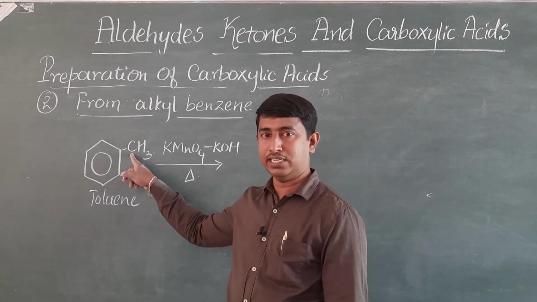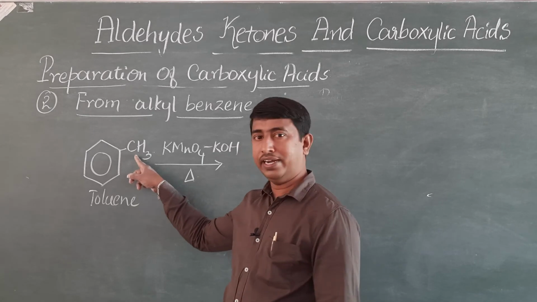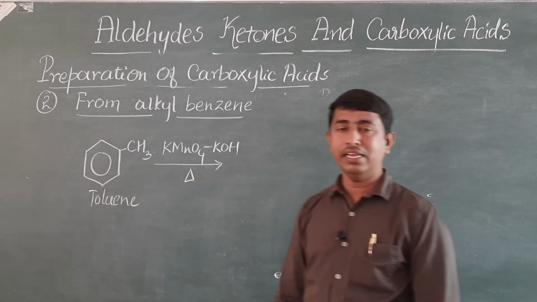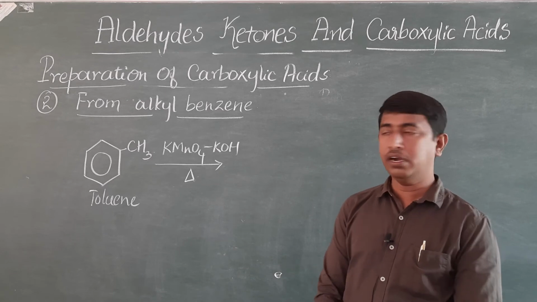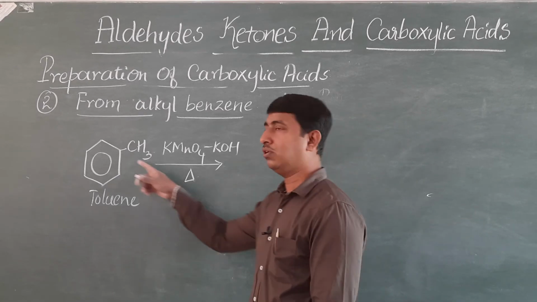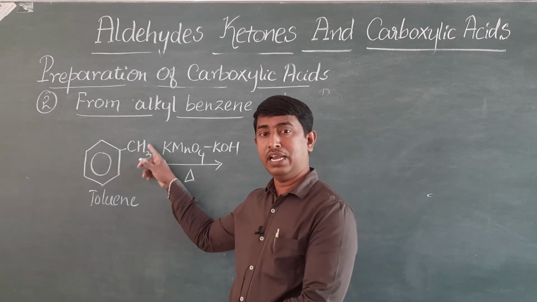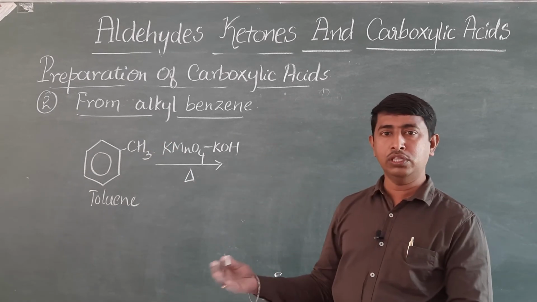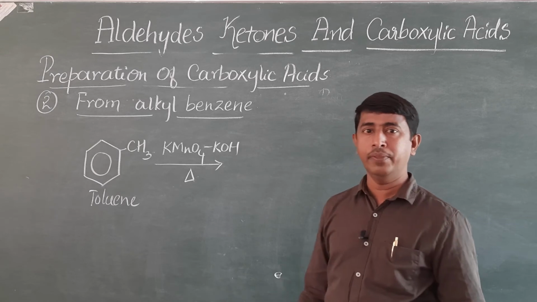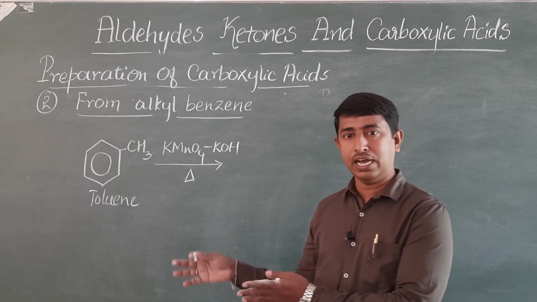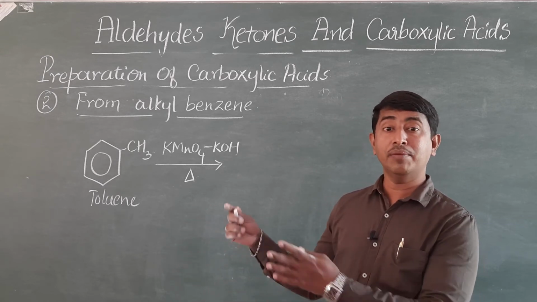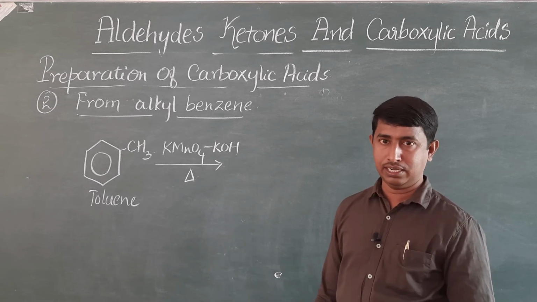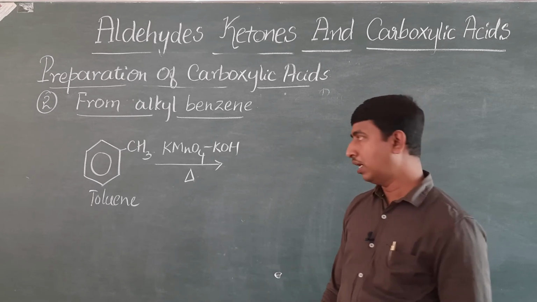So this is the side chain CH3. This CH3 is undergoing oxidation in the presence of alkaline KMnO4. So irrespective of the length of the carbon chain, the side chain may contain 1, 2, 3, 4 or 5 carbon atoms. Whatever may be the length of the carbon chain, the whole carbon chain will be converted to carboxylic acid.